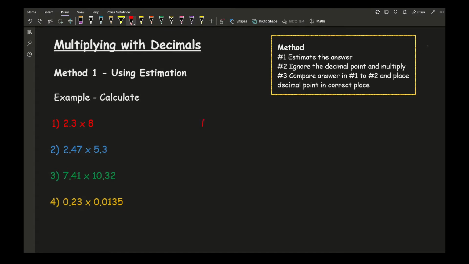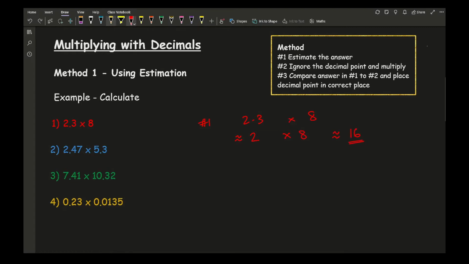So with regards to question 1, step 1, we've got 2.3 times 8. What I'm going to do is say that 2.3 is roughly 2, and I'm going to times that by 8. So my estimated answer is going to be 16.